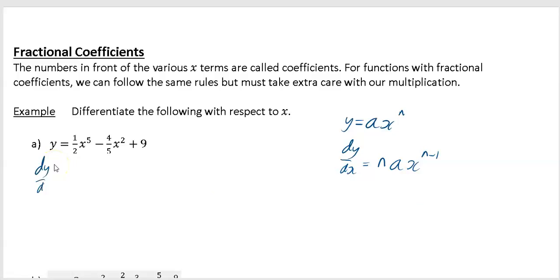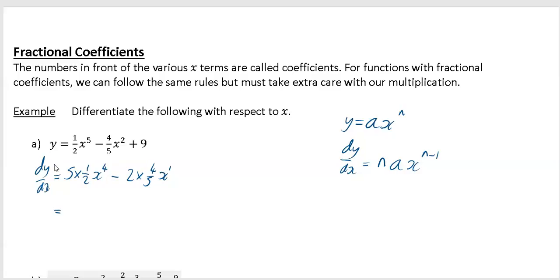We're just going to get started here. If you differentiate term by term, so really it is 5 times, I'm showing all the working out here. I wouldn't normally do this, to be honest. 5 times a half x, and that x is now to the power of 4. And over here, the 2 comes down and multiplies, so it's 2 times 4 over 5 times x to the power of just 1, and differentiate the 9, you get 0. So this is an absolute mess.